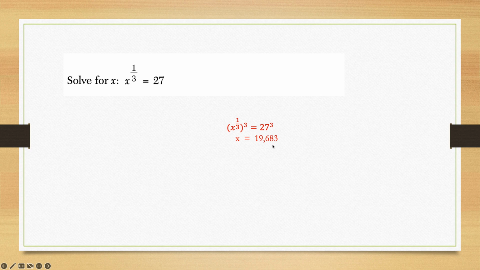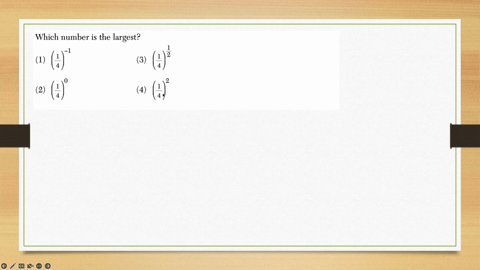If for any reason you're doubting that answer, because it does seem pretty large, you could go on your calculator and type in 19,683, up arrow or caret symbol, and then type in 1/3, and you'll see it comes out to 27. So that's a way of checking it.